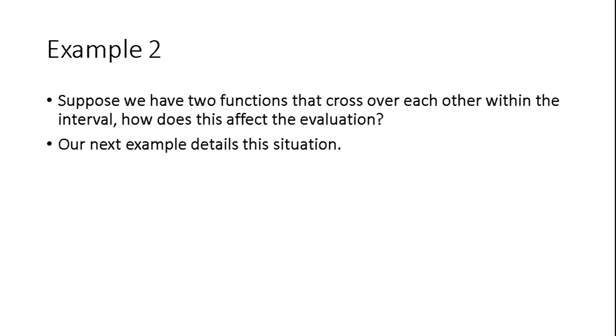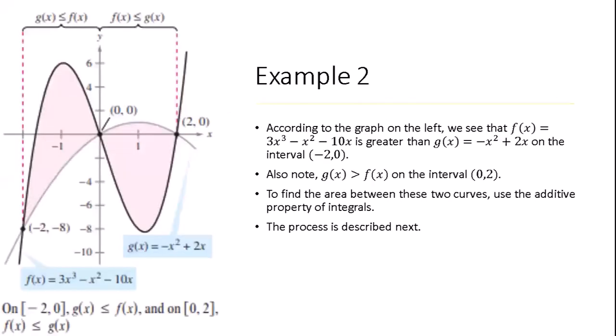Suppose we have two functions that cross over each other within the interval. How does this affect the evaluation? Our next example details the situation. So the graph on the left is the graph of f of x, which is equal to 3x cubed minus x squared minus 10x. Our second graph, g of x, is negative x squared plus 2x. And we can see from the graph that from negative 2 to 0, f of x is greater than or equal to g of x. But from 0 to 2, g of x is greater than or equal to f of x.